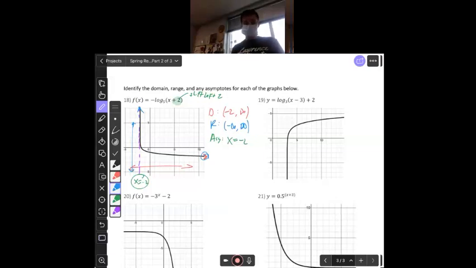But we see where that -2 showed up a couple times because of this. It's not a coincidence that -2 pops up over and over again. It's because of that left shift.